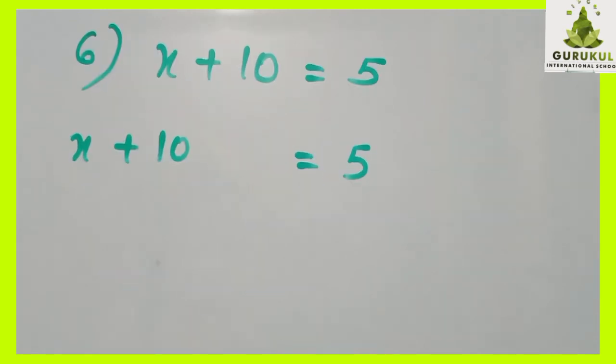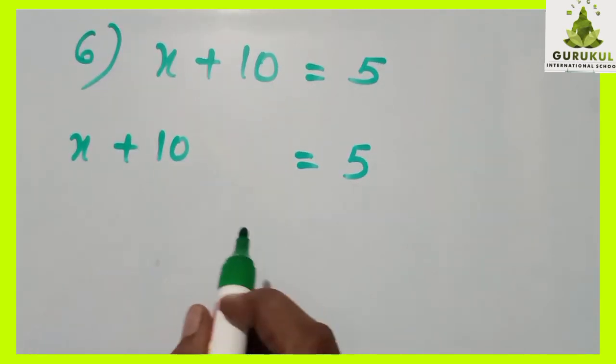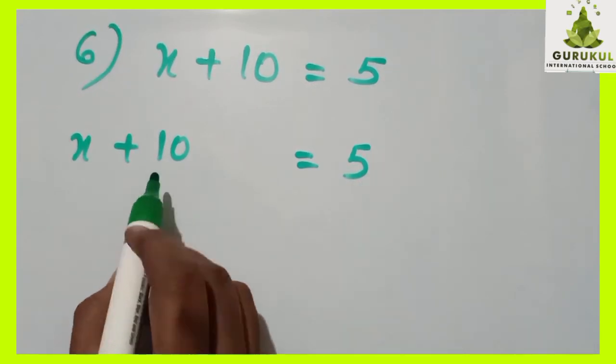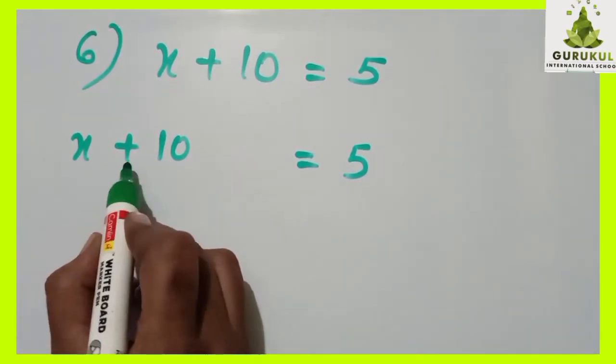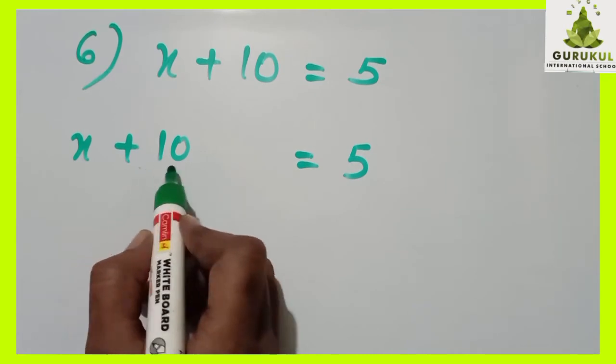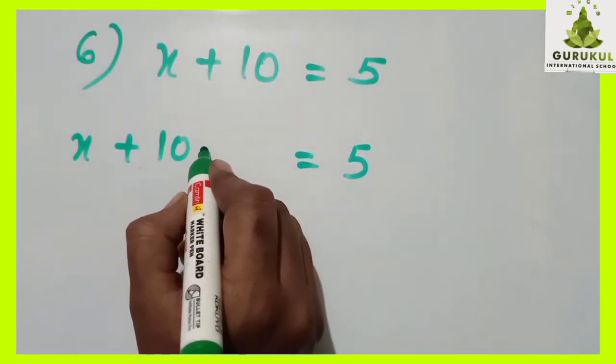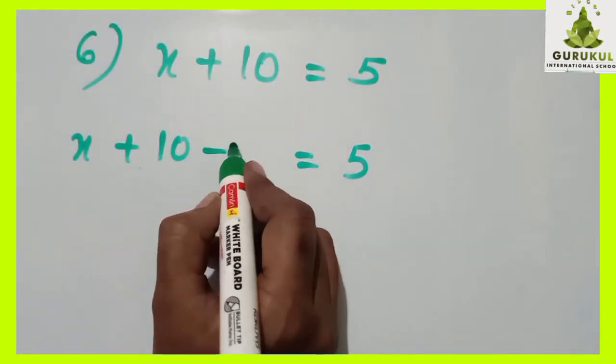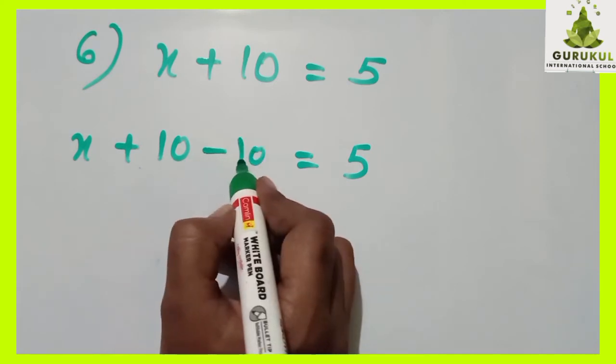Now the next one, sixth one. Now sixth is 6x plus 10 equals to 5. Now I want the value of x. So here plus 10 is there. I don't want this plus 10 here. So its opposite is minus. Plus opposite is minus 10. Is that clear? Plus 10, opposite is minus 10.